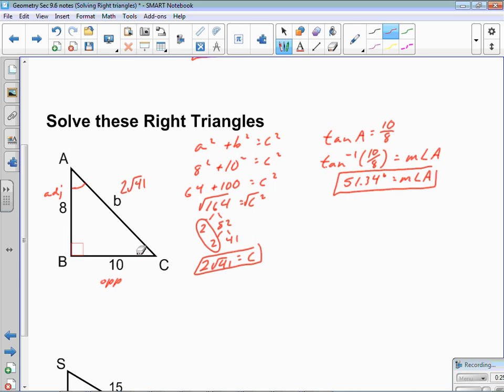And then to find the measure of angle C, I'm going to go through the same process. I'm going to use the 8 and 10, but now from angle C, 8 is going to be the opposite, 10 is the adjacent. So the tangent of C is going to equal the opposite, which is 8, over the adjacent, which is 10. So the inverse tangent of 8/10 should equal the measure of angle C.